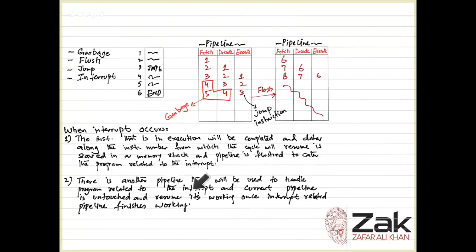This is from your book, the CI book. There is another pipeline that will be used to handle the program related to the interrupt, and the current pipeline is untouched and resumes its working once the interrupt-related pipeline finishes working. What does that mean? As soon as there is an interrupt, your pipeline is hanged, frozen, and another pipeline that we have in the system will tackle the program related to the interrupt. Once it is completed, this frozen pipeline will be resumed. This is another idea. Otherwise, it is the same interrupt that we learned.